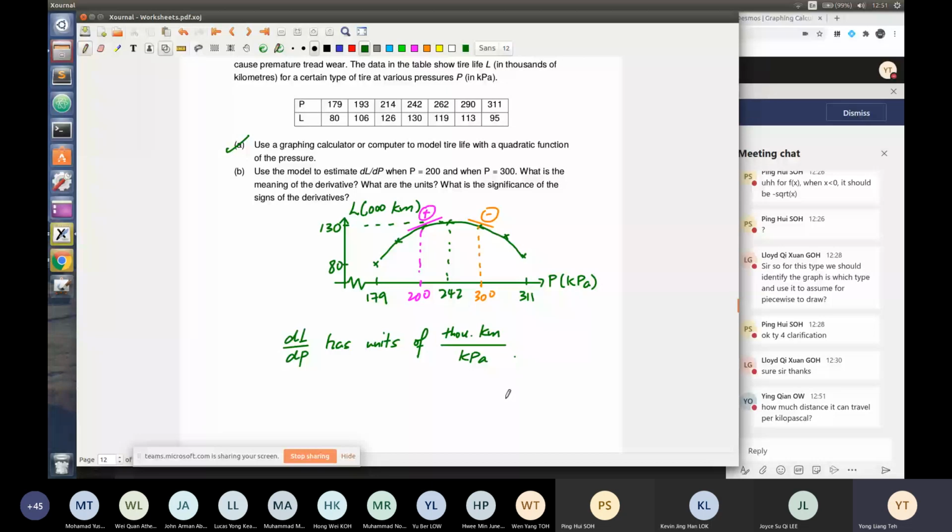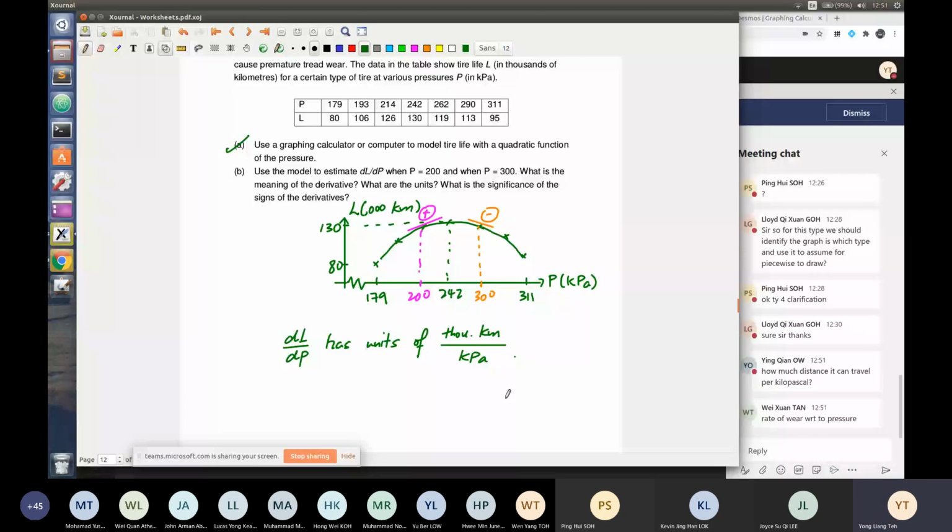Almost there, almost there. 50% correct. Any other taker? Almost there. Rate of wear with respect to pressure. Okay, so this is rate of wear with respect to pressure.